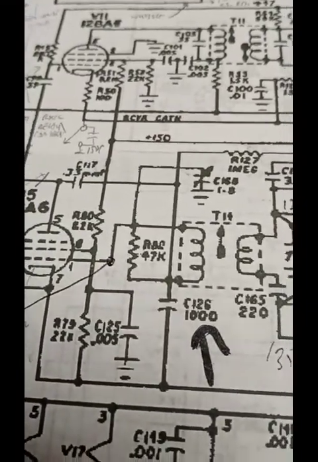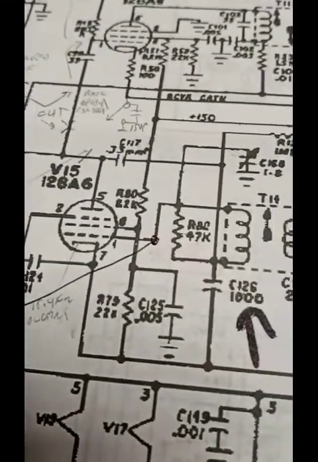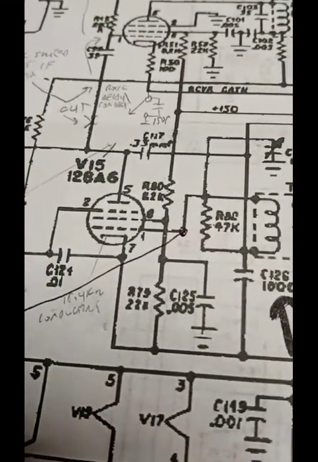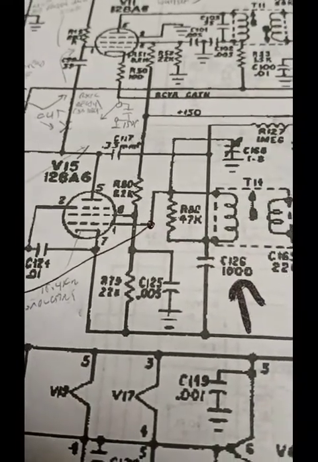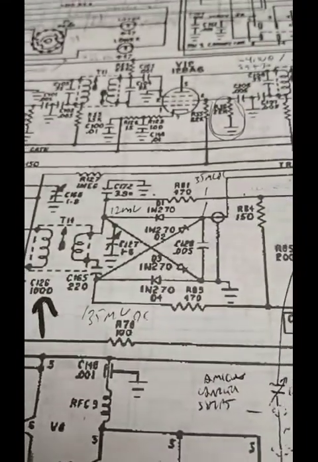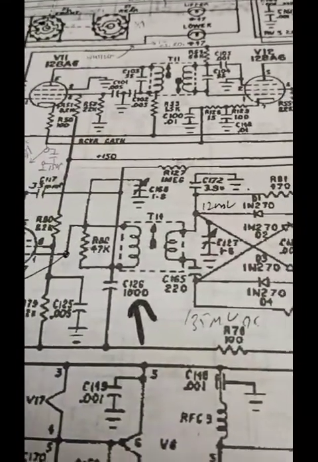I put a mute relay here to ground the grid of V15 when it's in receive, so that that doesn't come through anymore. And with the new balance modulator improvements, that shouldn't be necessary because there shouldn't be any carrier leakage.